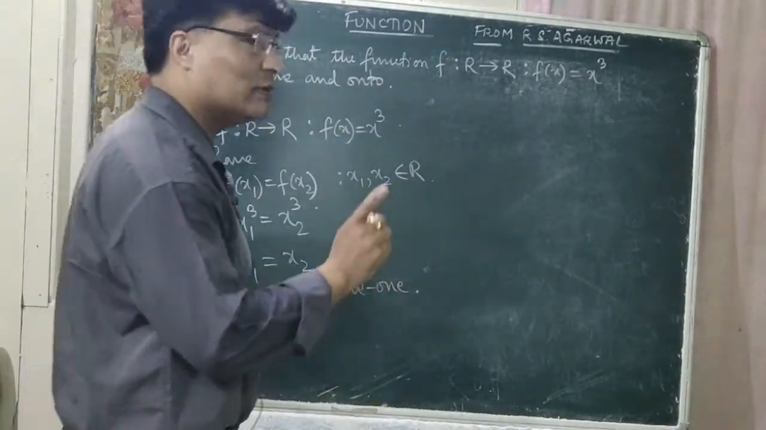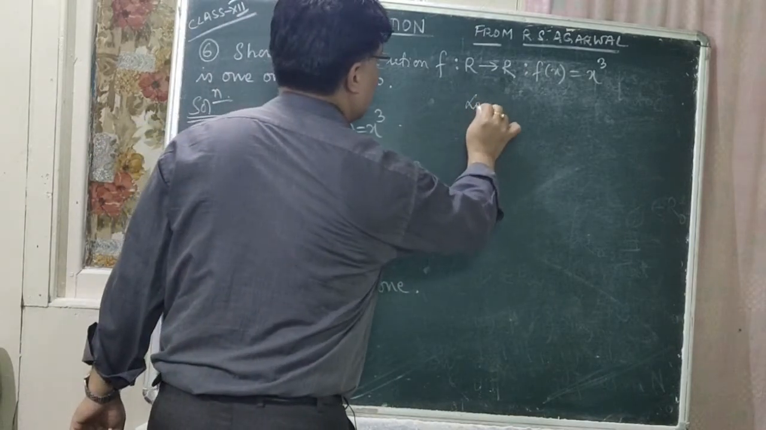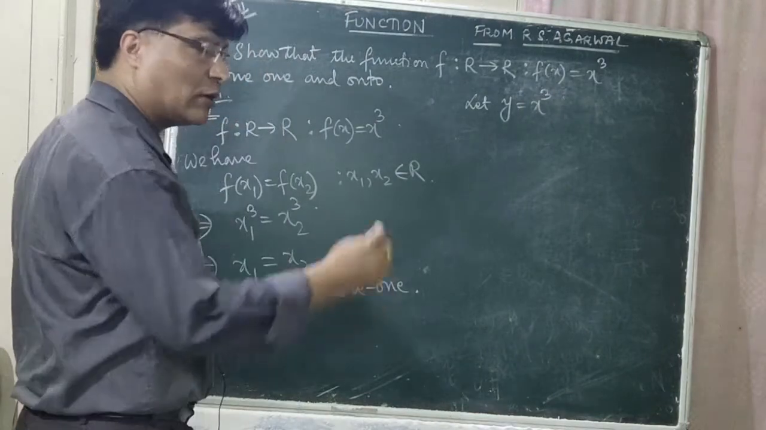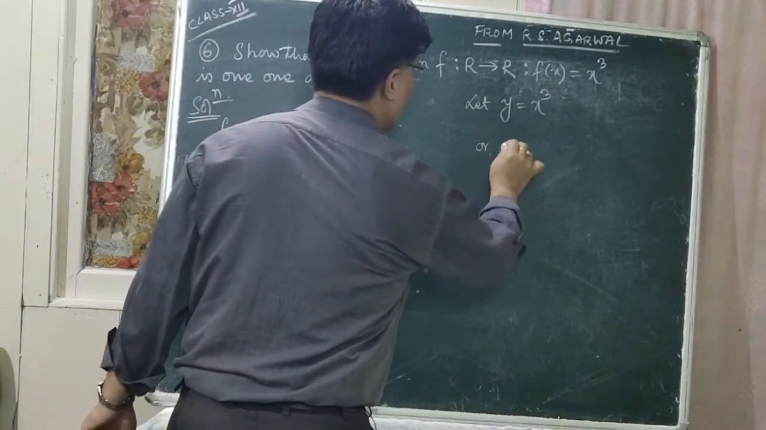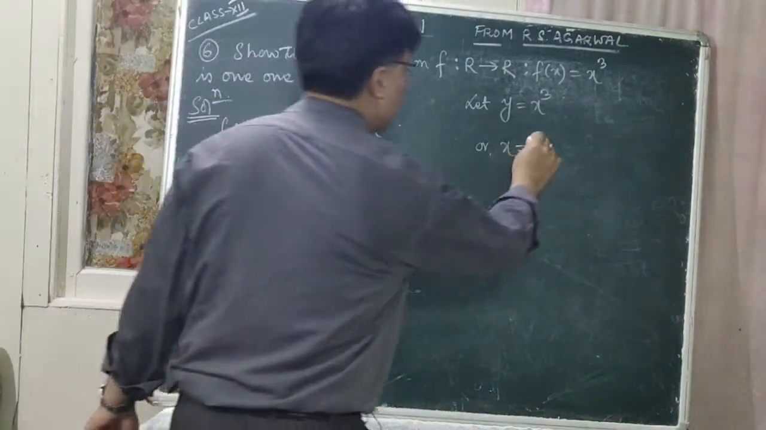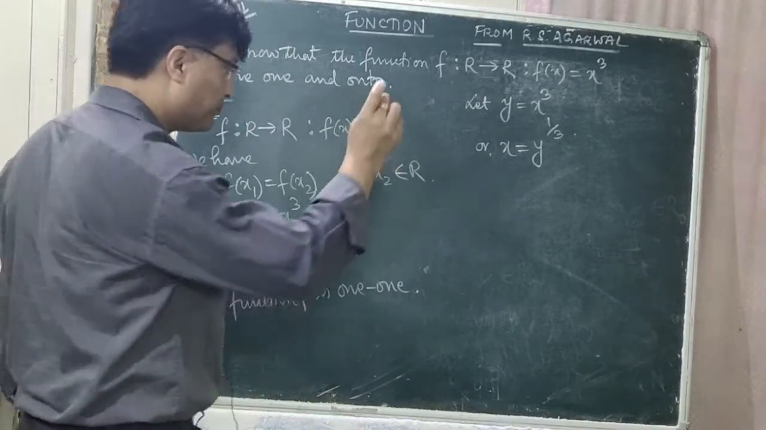Okay, so now let us prove it. Let us assume y is equal to x cube. Now get the value for x. What is the value for x here? It is just like cross multiplication in the power. It is y to the power 1/3, right?